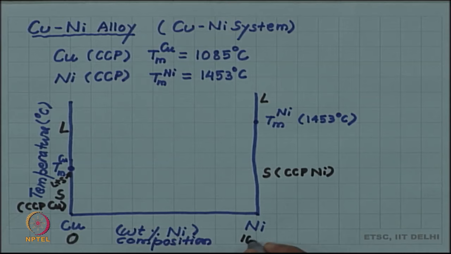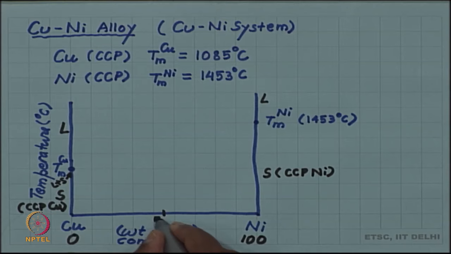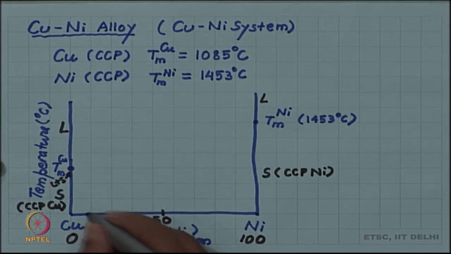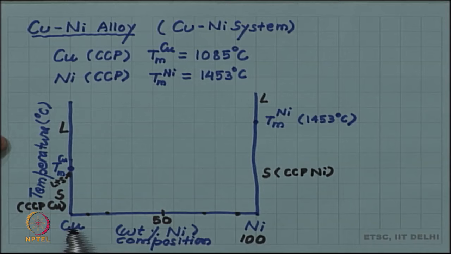So, the composition axis varies from 0 to 100, and if I take any point in between, so that will be 50% nickel. Any alloy of copper or nickel which I make will be some point on this axis. You can have 10%, 20%, 50%, 70%, 90% and so on. So, the entire copper nickel alloy system is represented on this x axis from copper to nickel. And in particular, let me focus my attention on this 50% alloy.